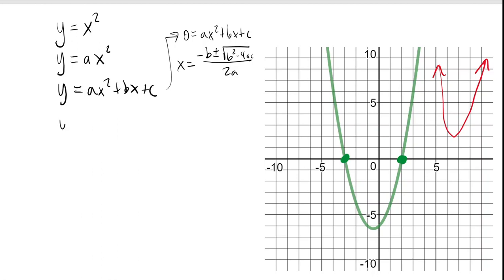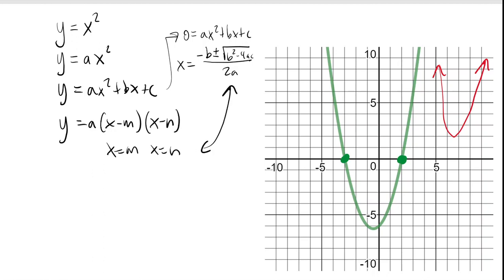We also develop our factoring abilities, and we end up with something that looks like this. This is the factored form of a quadratic, and this is useful because x equals m and x equals n would be the two values that gave us a 0. If we set that equal to 0 and use the zero product property, we'd find that x equals m and x equals n correspond to the x values of the x-intercepts, or the solutions to the quadratic.